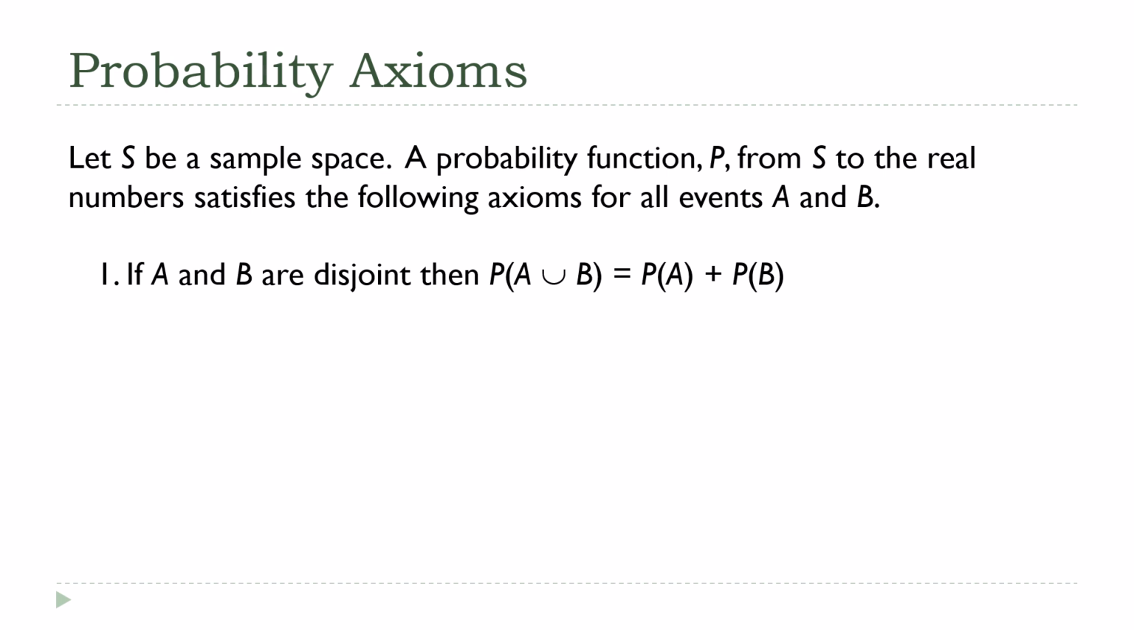The first property here summarizes what we just saw. If A and B are disjoint, that is, if their intersection is empty, they don't overlap if you're thinking in terms of the contingency table, then the probability of the union of A and B is equal to the probability of A plus the probability of B. It's our first axiom.